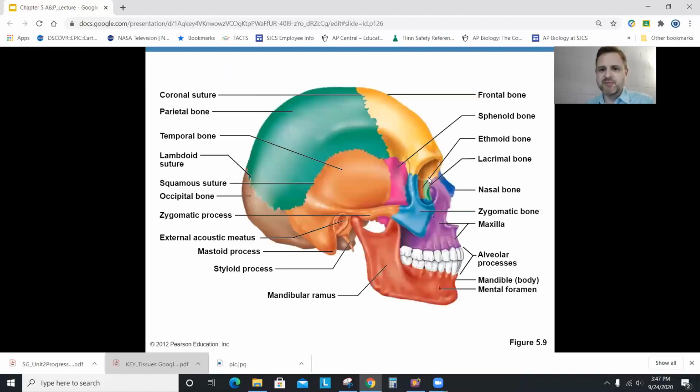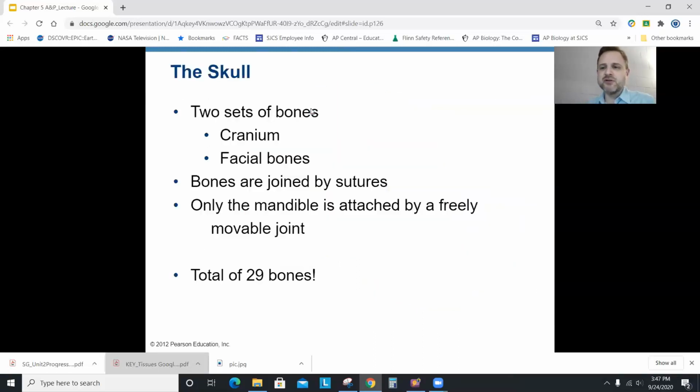Sutures, I'll put the slide back. Sutures are these joints that look kind of like what I'm highlighting here. They're joints, but they're immovable. They're joints because two bones meet, but they're immovable because they're not joints like your elbow or your shoulder. They really don't move. The only freely movable joint in your skull and your face is your mandible, which is your jaw. The skull has a total of 29 bones.